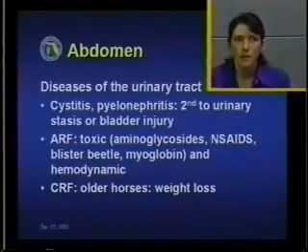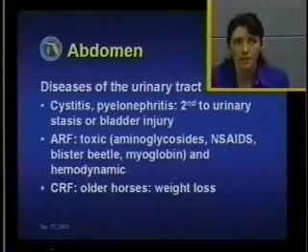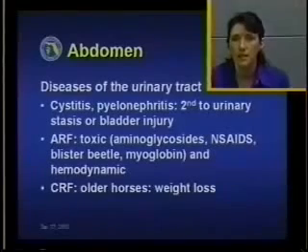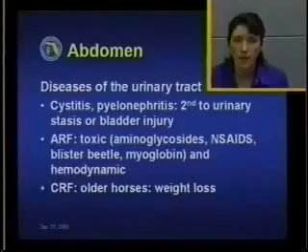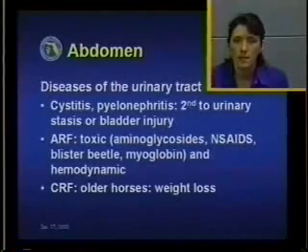When we look at the abdomen, we also have to consider diseases of the urinary tract, which are not that common in horses, but when they do occur, most commonly what we see is signs of cystitis or pyelonephritis, which very commonly is secondary to urinary stasis or bladder injury. Acute renal failure will occur consecutively to the ingestion of a toxic or the accumulation of drugs within the system, such as aminoglycosides, antibiotics such as gentamicin.